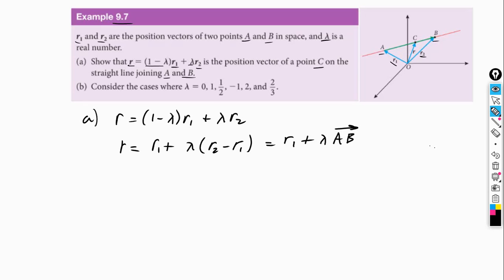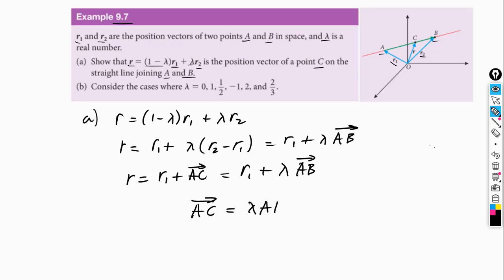But also we can say that r is equal to r1 plus vector AC. And this is equal to what we had before, r1 plus lambda times vector AB. So that means that AC is going to be equal to lambda AB. And that means that vector AC is parallel to AB and is a multiple of it.